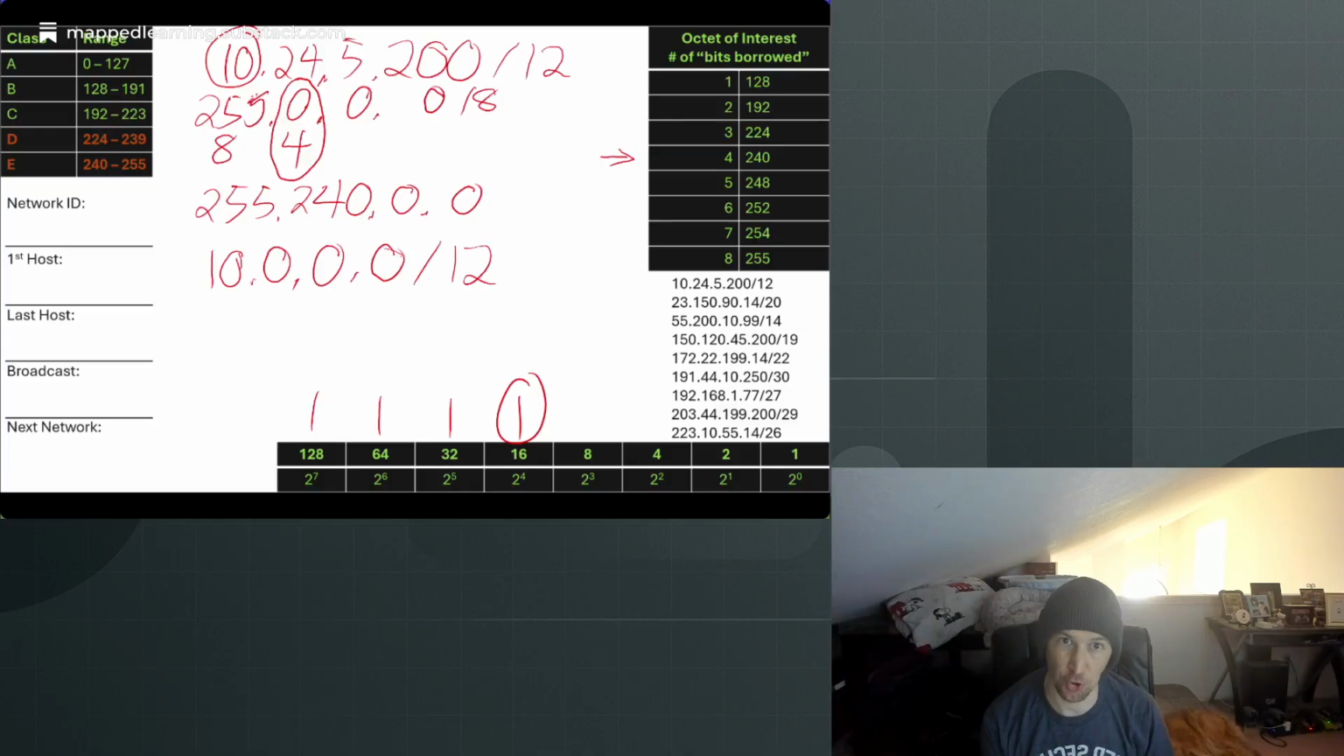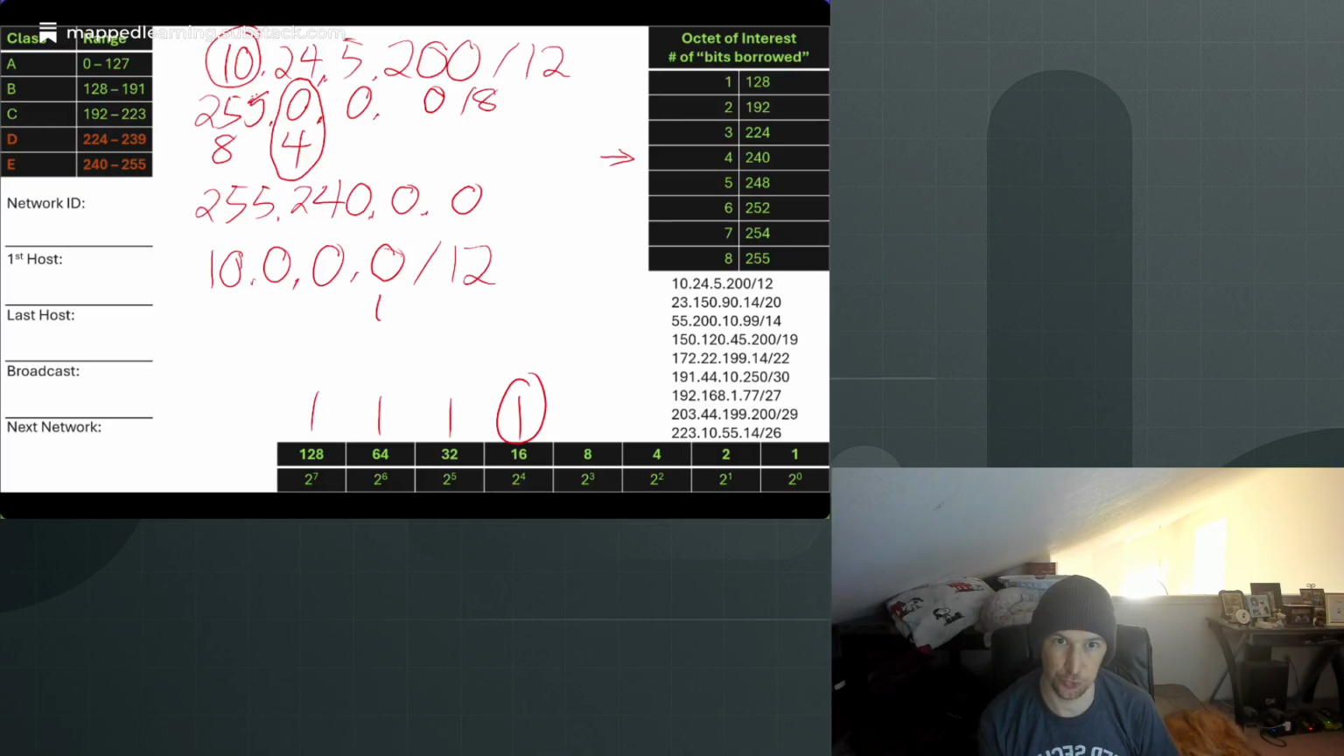How do we get the first available host? We add 1 binary bit. And when I say one binary bit, it's one binary bit all the way to the right. Not in the octet of interest, but when we're talking about hosts, it's all the way to the right. So that's 10.0.0.1. That is the first available host.